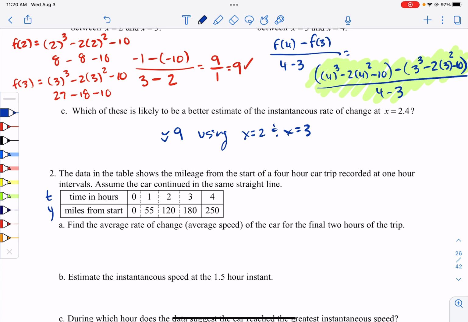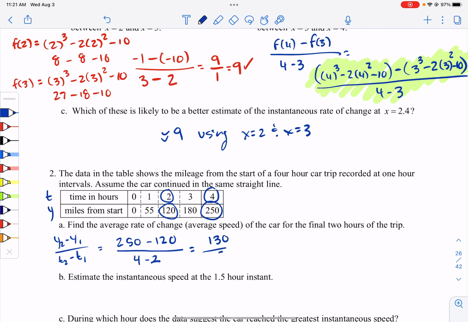So I'm going to use my formula, y2 minus y1 over t2 minus t1. So my t's are on top, my y's are on the bottom. So I'm going to do 250 is my second y value, minus 120 is my first y value, divided by my second t value, which is 4, minus 2. So I get what, 130 over 2, which is 65.